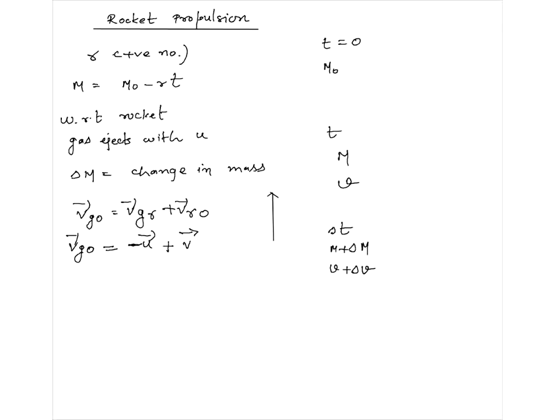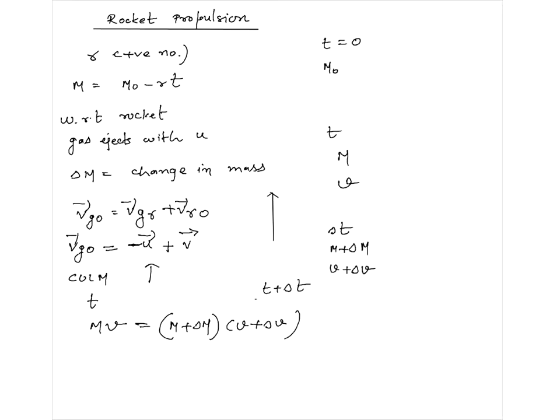Now we apply conservation of linear momentum in the upward direction. So at time t and at time t plus delta t. At time t it was just mV. And at time t plus delta t, m became m plus delta m, where delta m is negative, of course. So m has decreased, V has become V plus delta V. Delta V must be positive. If gas comes down, the speed should increase.